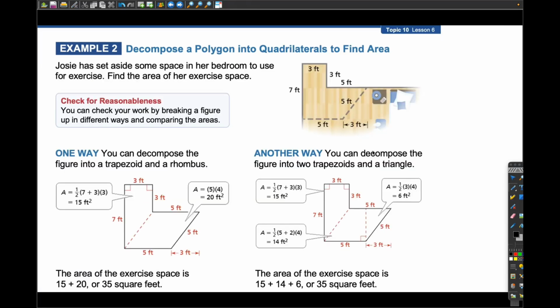Let's move on to example 2. Decompose the polygon into quadrilaterals to find area. This is the same thing. We've got a weird looking shape. We have to break it down and solve for it. Josie has set aside some space in her bedroom to use for exercise. Find the area of her exercise space. Whoa, she's got so much more room for activities and stuff. Cool. So they show you 2 different ways.